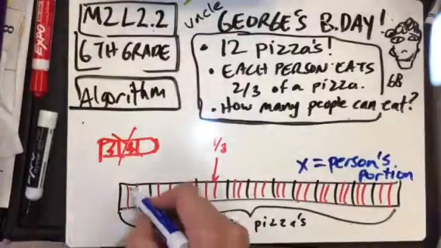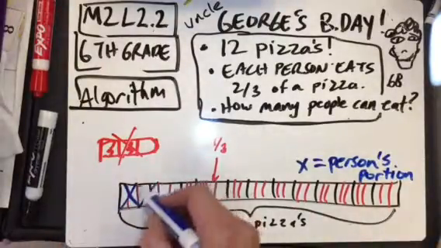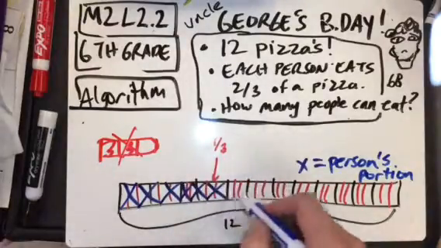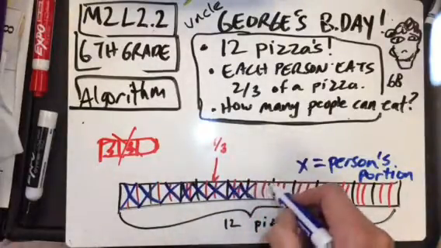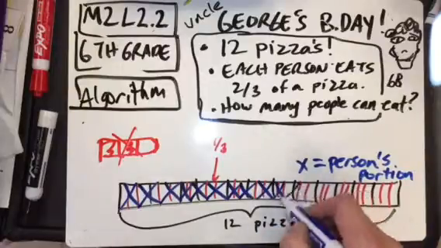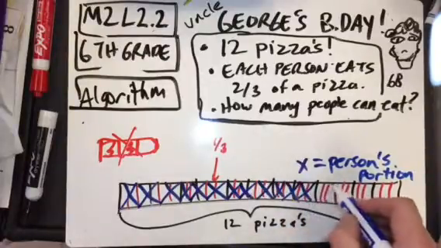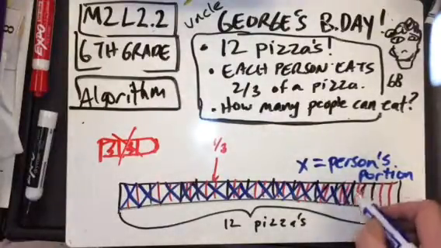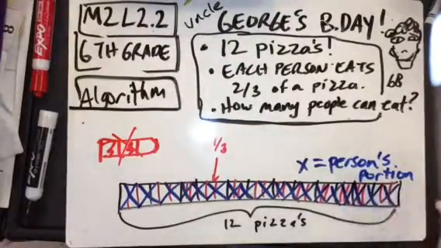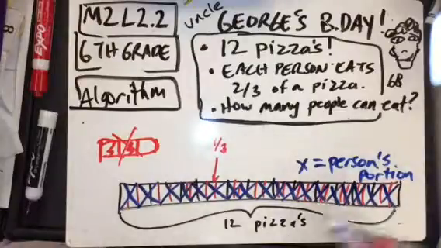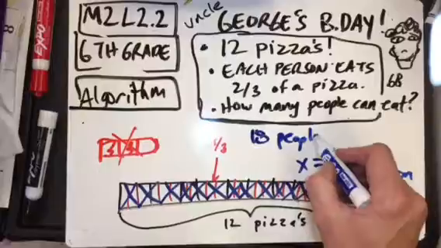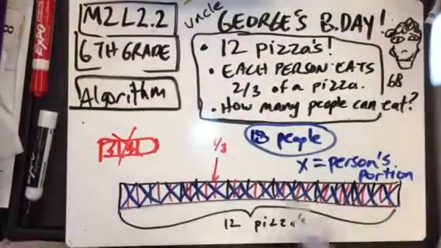Here we go. First party person gets 1, 2, and then 3, fourth person, 5th, 6th person, 7th, 8th, 9th, 10th, 11th, 12th, 13, 14, 15, 16, 17, 18. There's 18 party people who get to come, so there's my answer. 18 people.